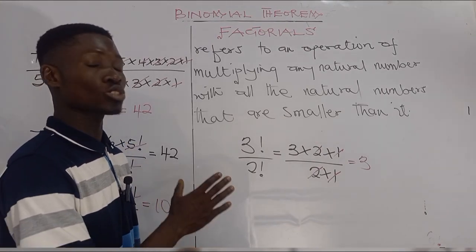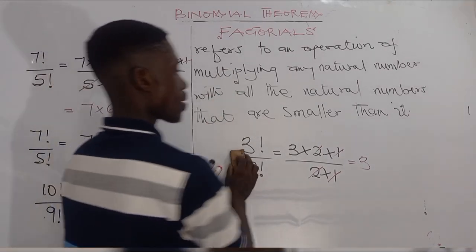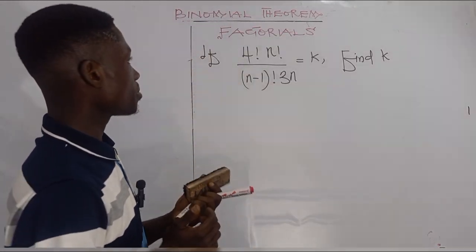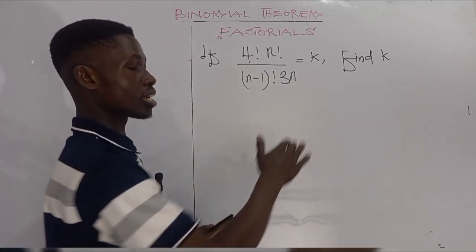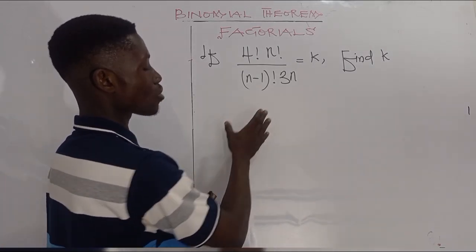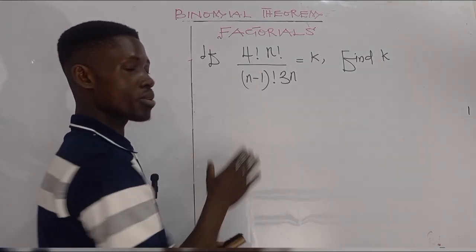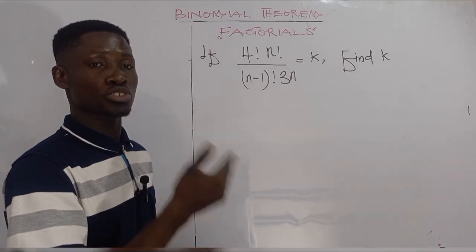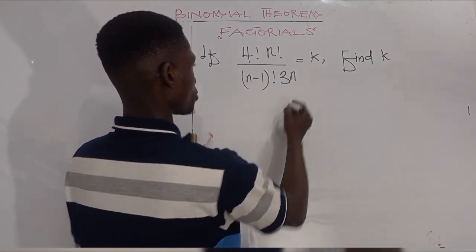Now that we have gotten this concept, let's look at equations involving factorials. So we have our first example. If 4 factorial multiplying n factorial all over (n minus 1) factorial times 3n is equal to k, we want to find the value of k. Before we can solve this question, we need to eliminate all those factorials from the equation. So we have factorial here and factorial here. What must we do in order to eliminate this factorial? So let's have our solution.